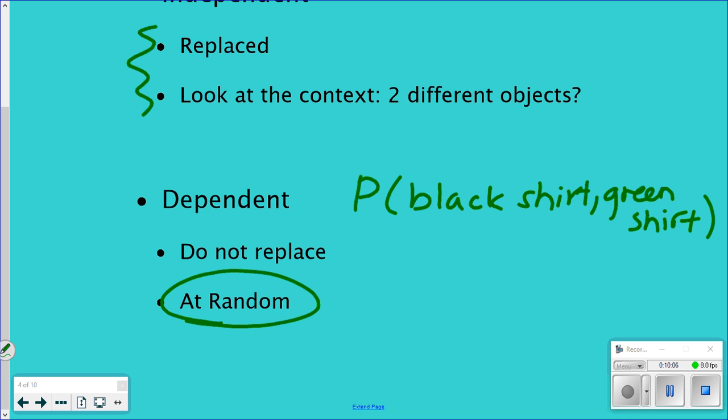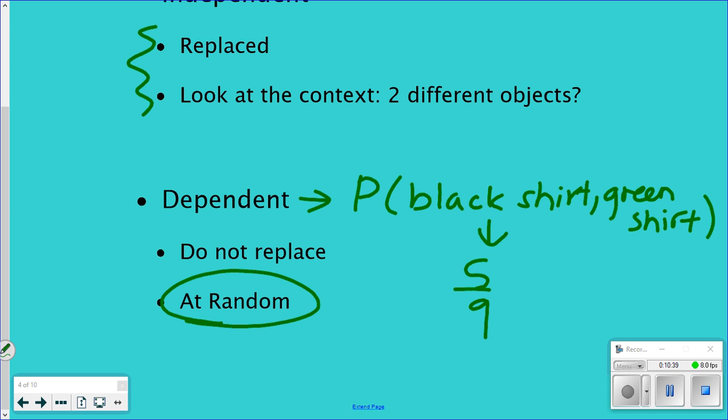All right, here's an example of another dependent event. Okay, if I said at random, I'm going to pick 2 kids in here. What's the probability that I get one with a black shirt and one with a green shirt? So in here, what's the probability of me getting a black shirt? You got black on? 2, 3, 4. How many do you want to be counted as green or black? Okay, so 1, 2, 3, 4, 5. So 5 out of how many?